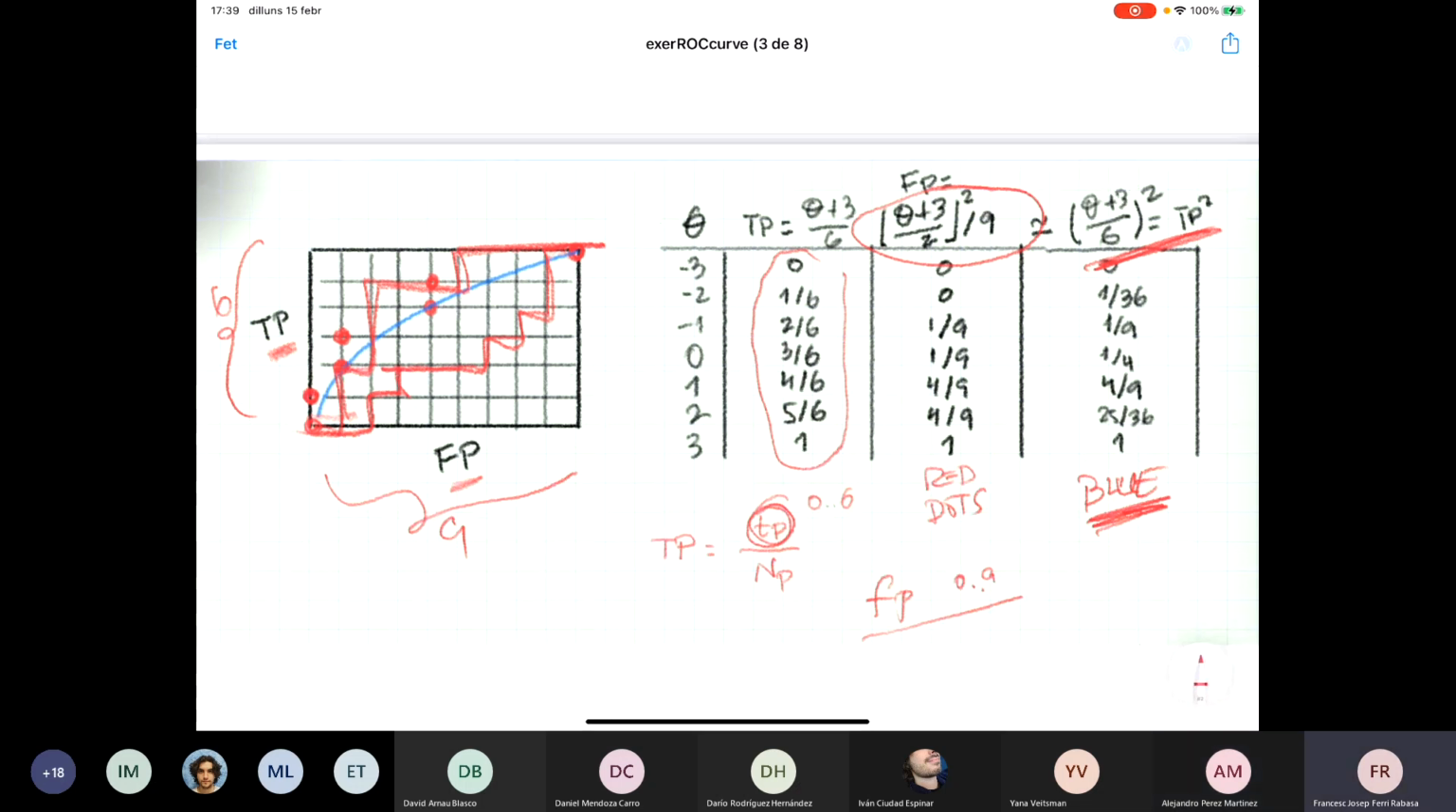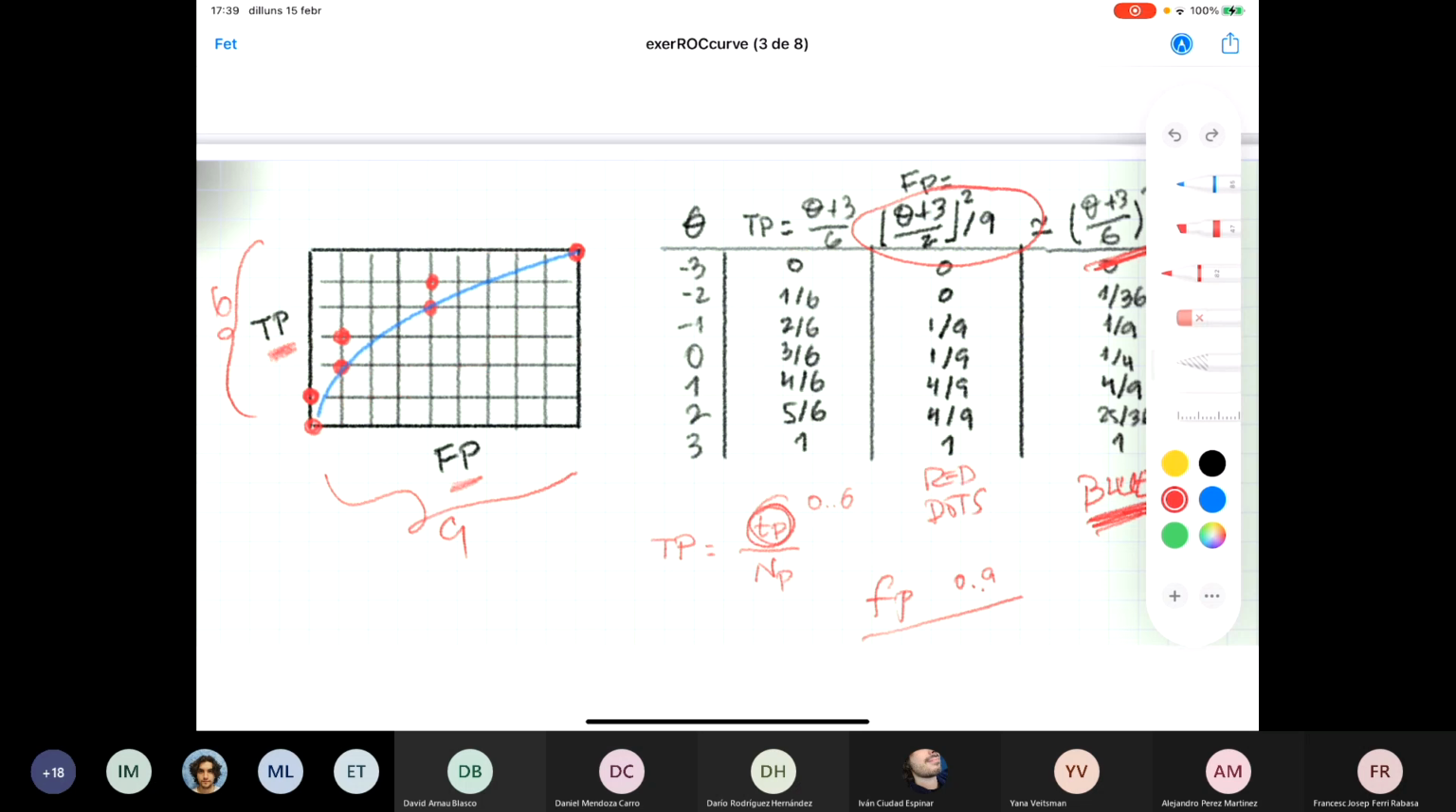My question is, in this particular case, how should I draw it? Now you know that the red dots belong to the true curve. It's okay? Yes. So what happens between this dot and this dot? How should I join these 2 points? Because I have several options. Could be like this, or it could be like this, or it could be like this. You see?